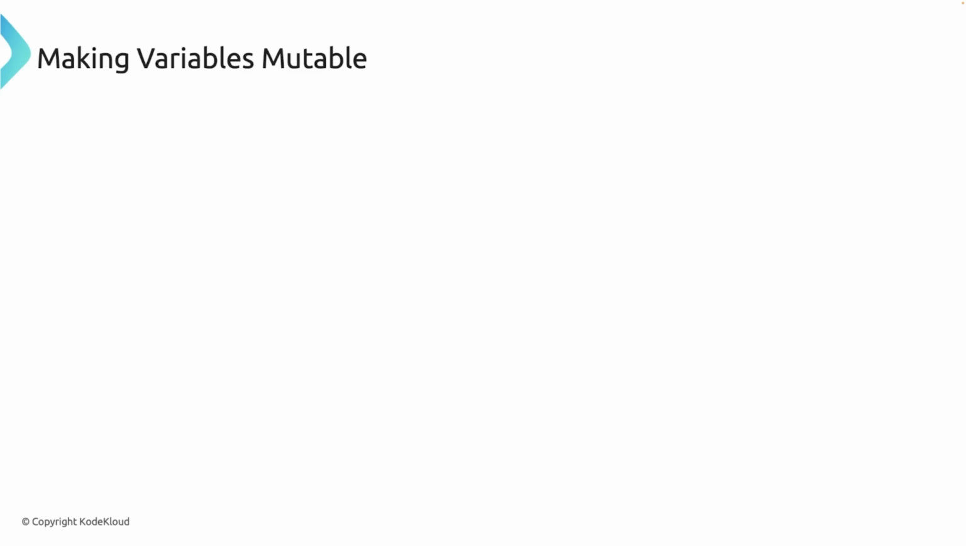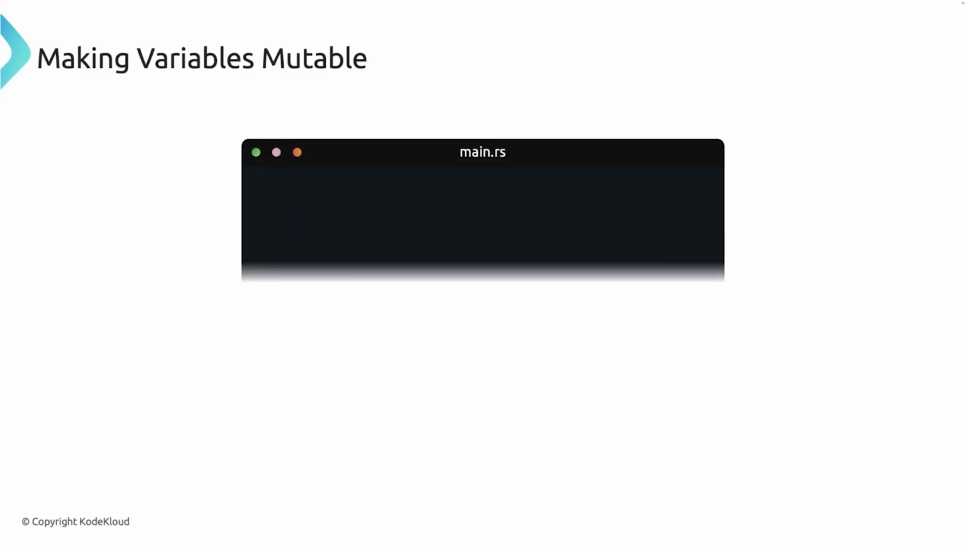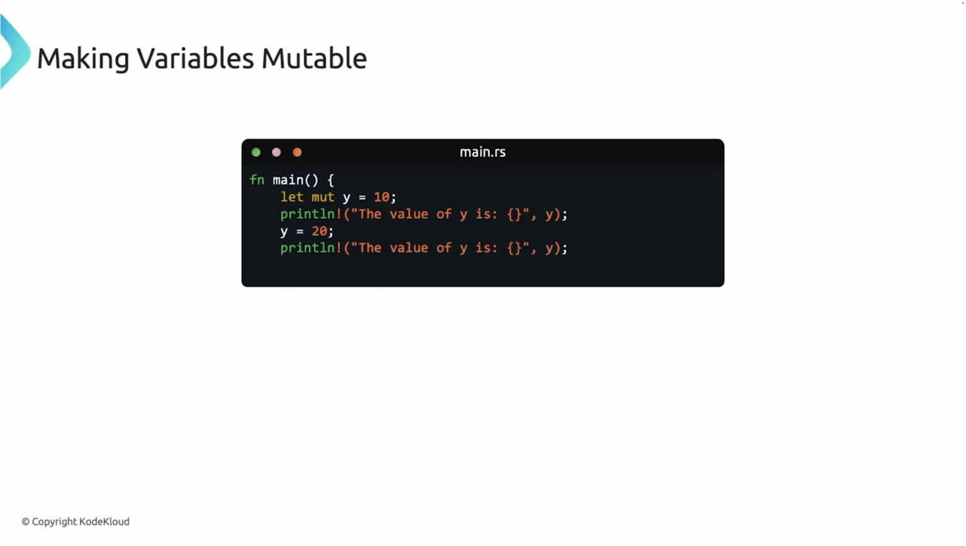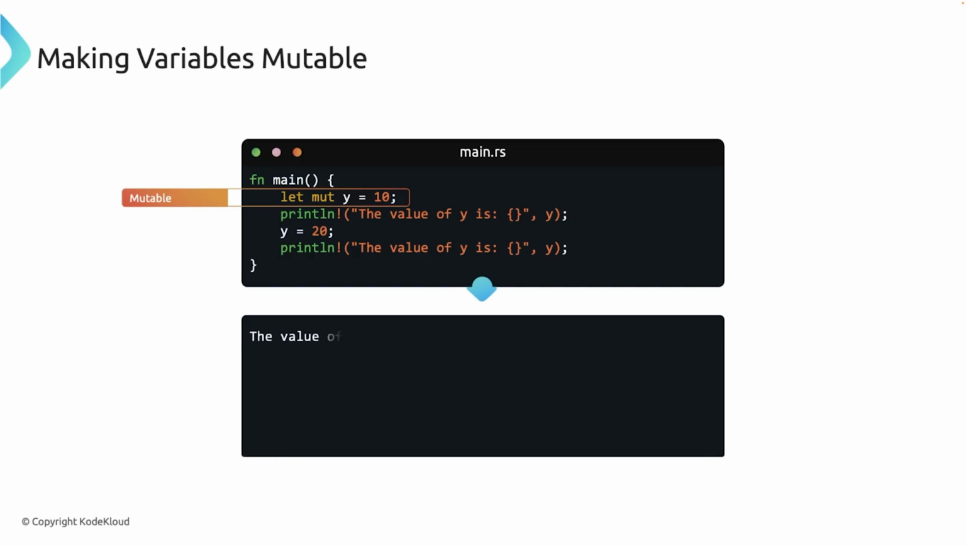While immutability is the default, there are situations where you need a variable's value to change. So in Rust, you can make a variable mutable by adding the mut keyword. Let's modify our example to make y mutable. Now with the mut keyword, the variable y can now be reassigned. When we run this code, it compiles and runs successfully, allowing y to change from 10 to 20. So using the mut keyword is useful when you need to change a variable's value, but it also signals to other developers that the variable's value will change, enhancing code readability and maintainability.